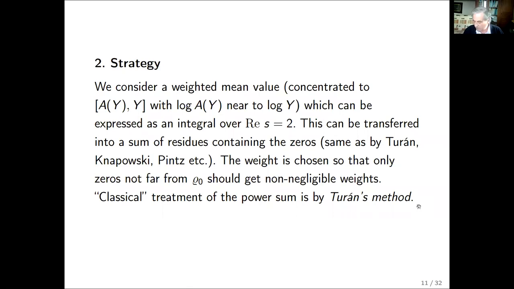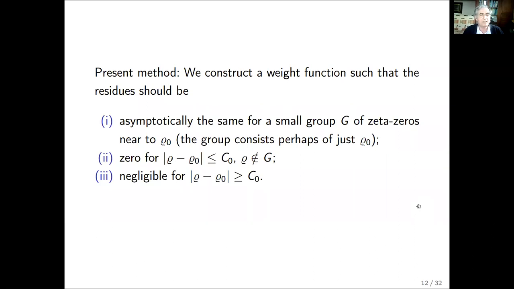And this is the classical treatment of Turán as well, by the power sum method. By this method, we construct a weight function with some special properties, which is asymptotically the same for a small group. Group means a small set of zeta zeros near to rho naught. The group can consist perhaps of just rho naught, so this plays in some sense the role of an isolated zero. Then the residue would be zero, that means there are no residues at a constant distance from the given one, apart from this small group of specialized zeta zeros. And if we are farther than a constant from the original zero, then the weight is already negligible.